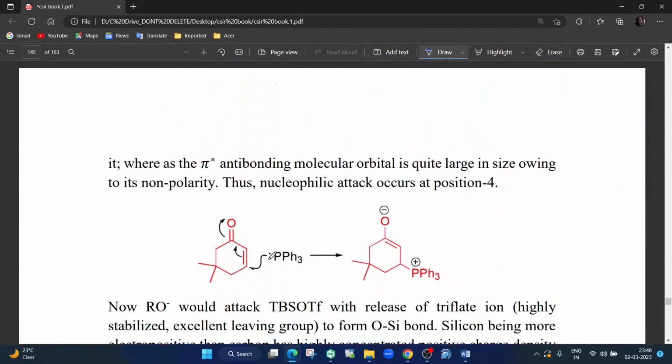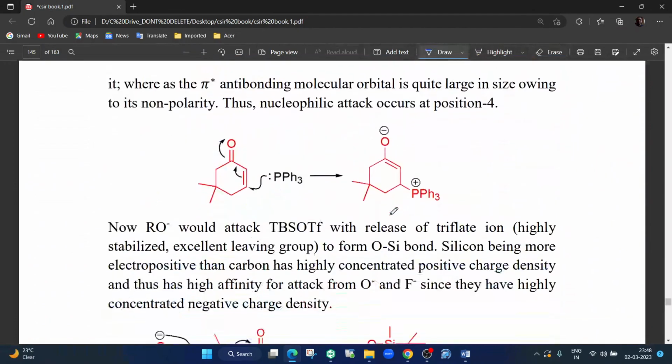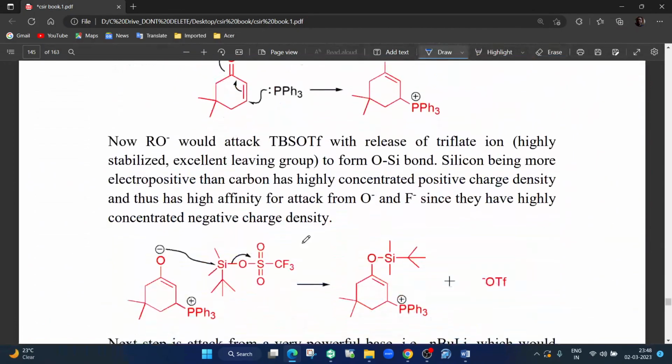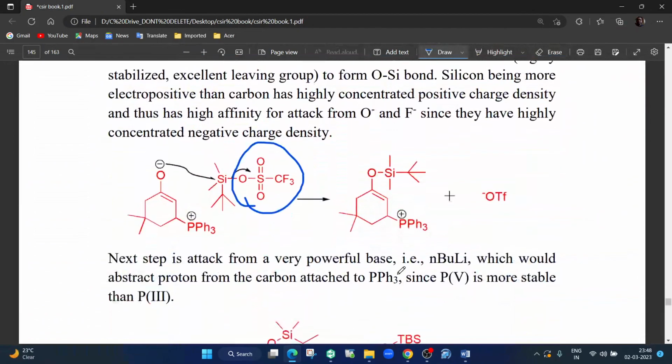So this PPh3 goes and attacks, this goes up and you get negative charge, right? And then this negative charge goes and attacks on the silyl. You know this is the triflate part, triflate is a good leaving group. This is TBSOTf, so tertiary butyl dimethyl silyl triflate. You know oxygen has great affinity for silicon, because again it is charge interaction, a lot of negative charge on oxygen, a lot of positive polarity on silicon. So this goes and attacks and this leaves and you are getting this species, right?